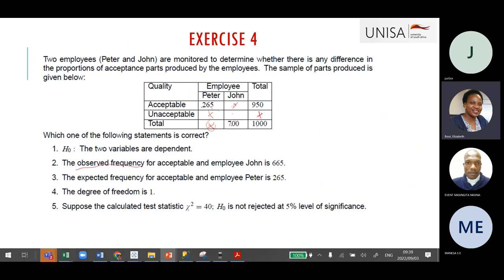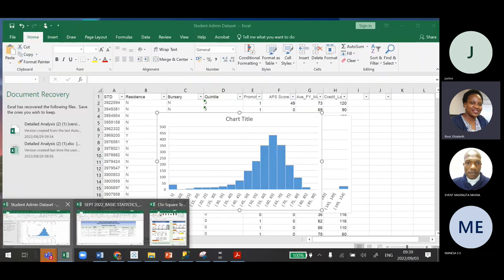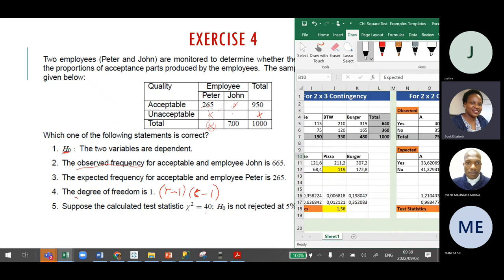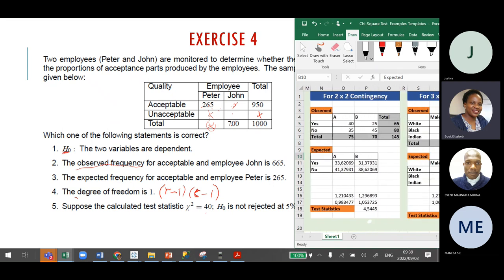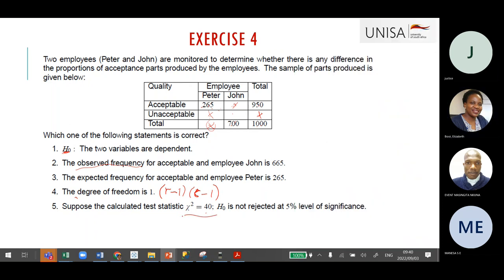Observed frequencies are all these frequencies that they gave you originally. Always know that how you state your null hypothesis always has the independent, your alternative has dependent. How to calculate the degrees of freedom? The number of rows minus one times the number of columns minus one. That's how you calculate it. Please use the template and also select the correct one. So this is a 2x2 contingency, therefore you will use a 2x2 contingency table to find that.